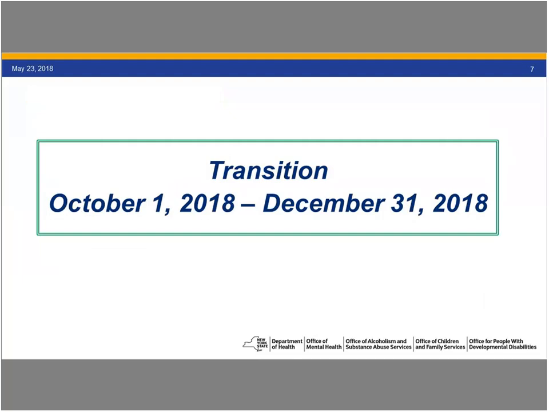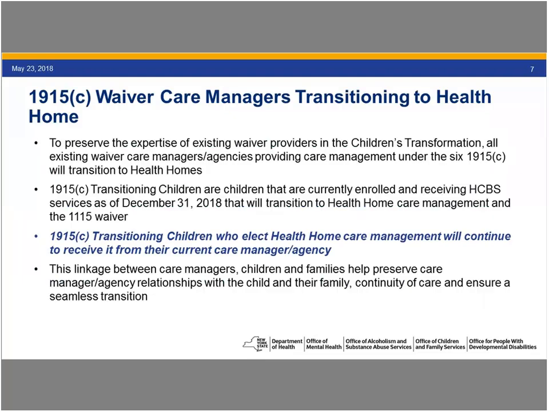So I want to talk a little bit about this transition period, as I just mentioned, between October 1st, 2018 and December 31st of 2018. This is when we are transitioning the existing 1915C waiver providers that were just listed, those 6 waiver providers, and those children who are in those services. I think folks have heard this before. It is our goal to transition all those waiver providers to preserve your expertise in these services to children and to ensure continuity of care and a seamless transition to the 1115 waiver starting January 1st.